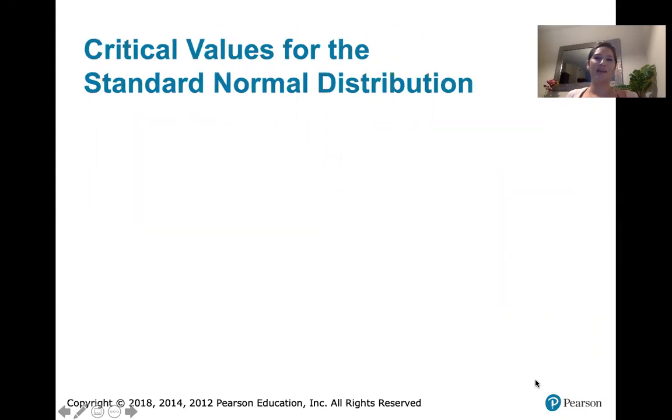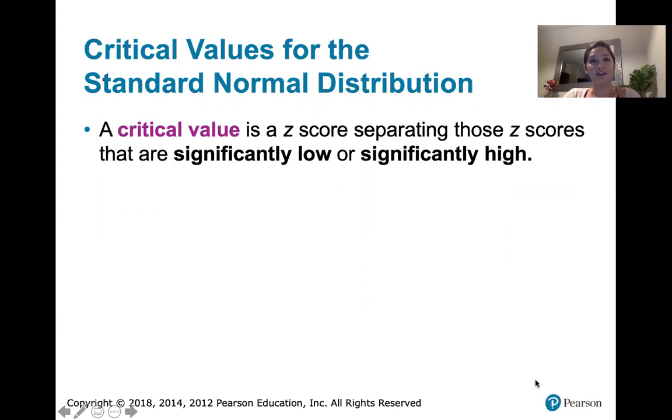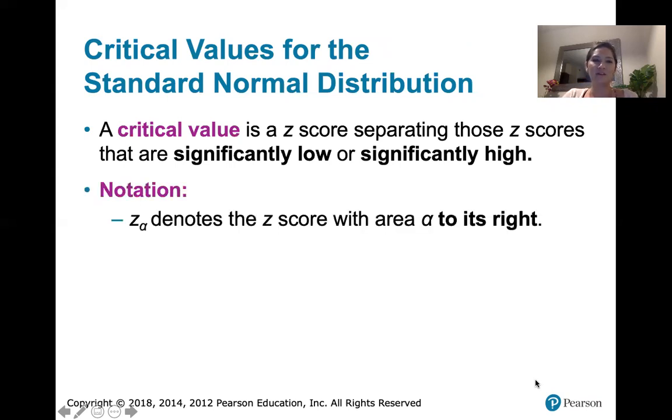Okay, now we're doing something very similar whenever we're asked to find critical values for a standard normal distribution. A critical value is a z-score separating those z-scores that are significantly high and significantly low from the rest of the z-scores. Here's our notation. Z sub alpha denotes the z-score with area alpha to the right. I know this is sort of counterintuitive.